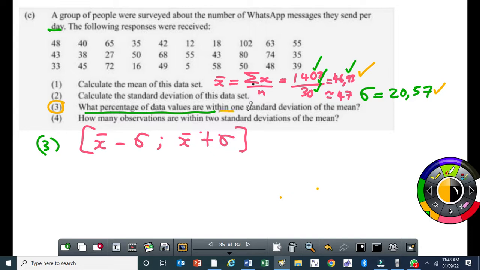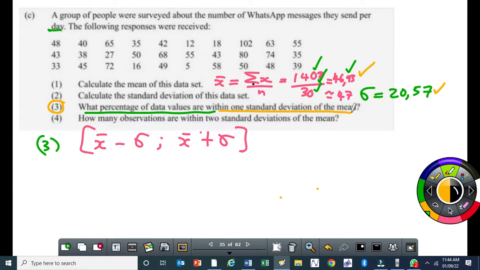Now, from my experience, a question like this causes problems for some learners because of not understanding what this is all about. I'm the mean. That's 46.93. The standard deviation is 20.57. So 20.57 to my right, 20.57 to my left, that interval is called one standard deviation.